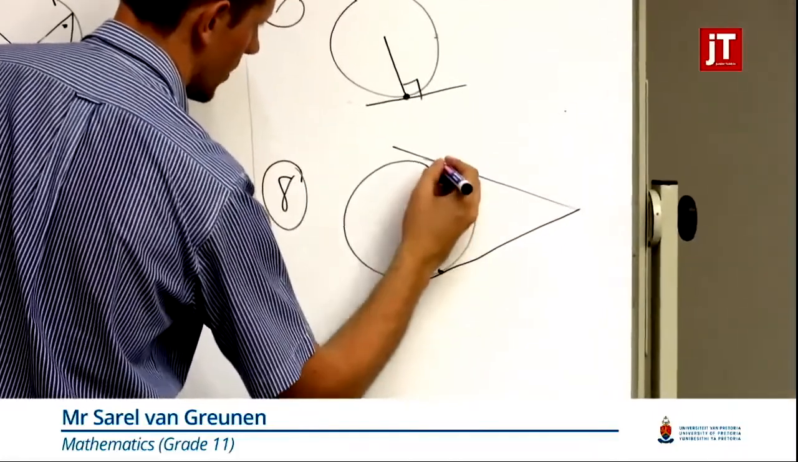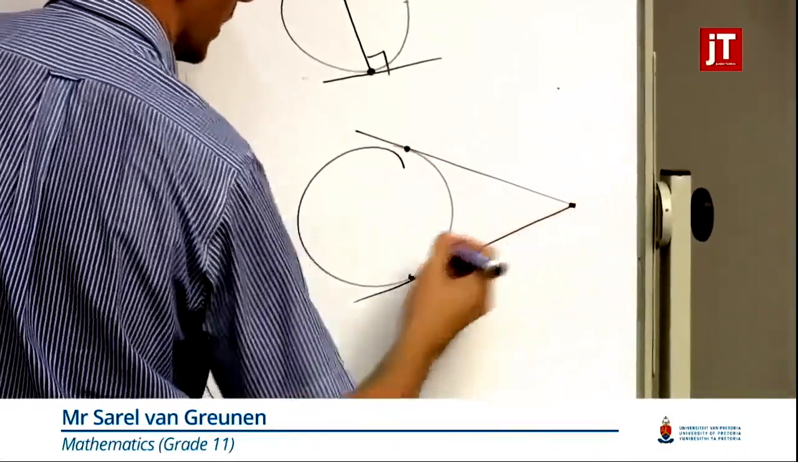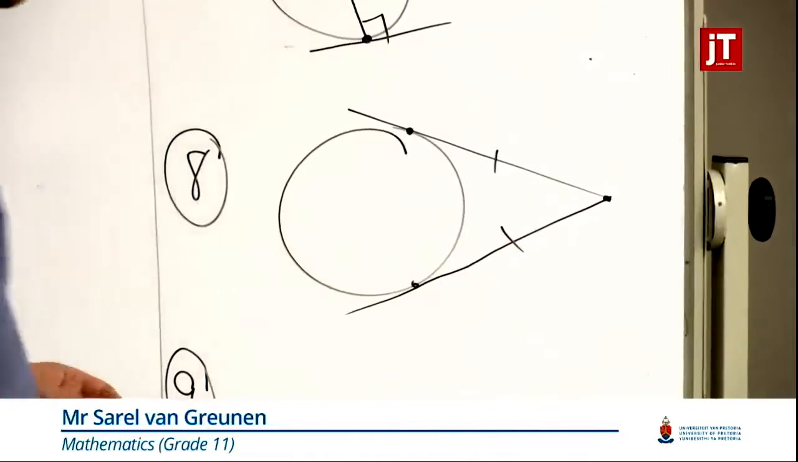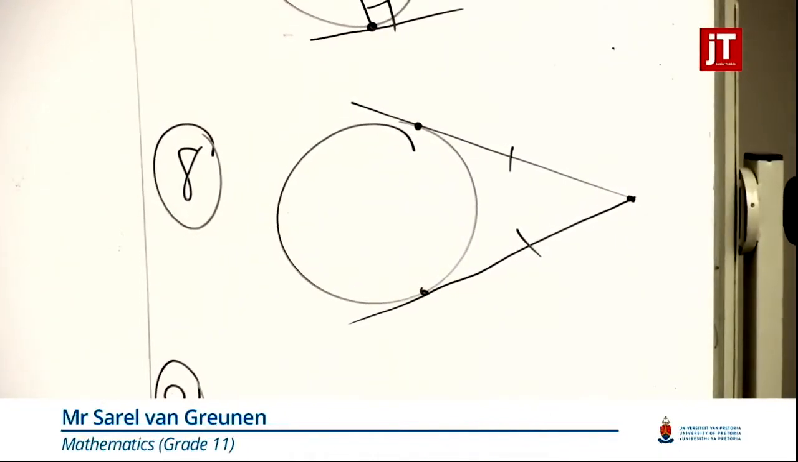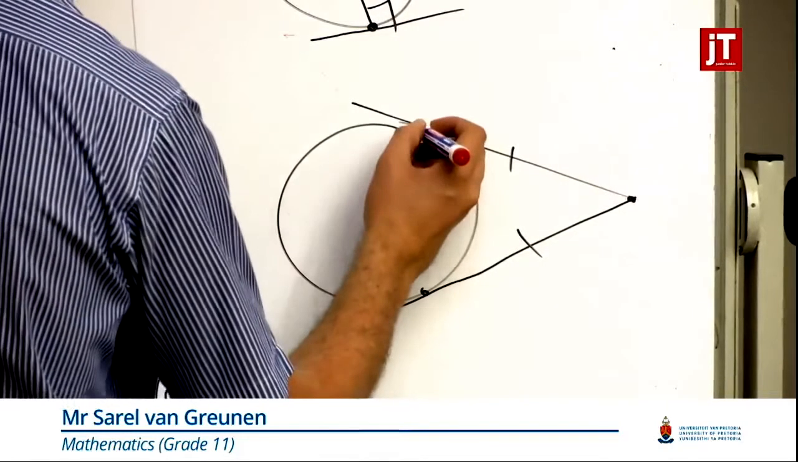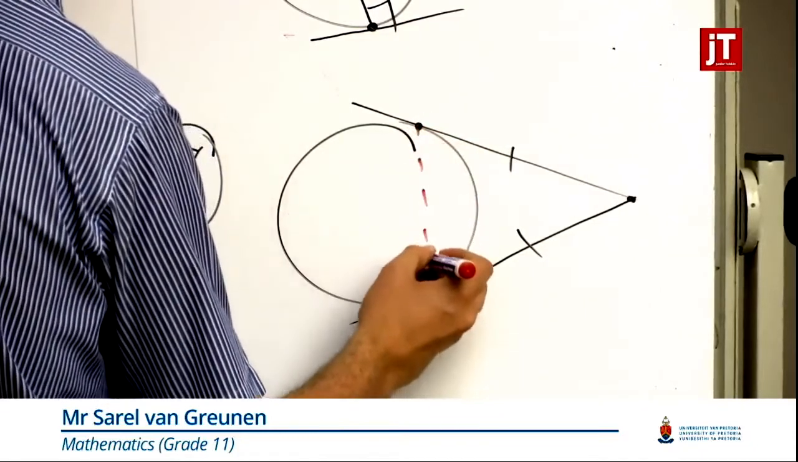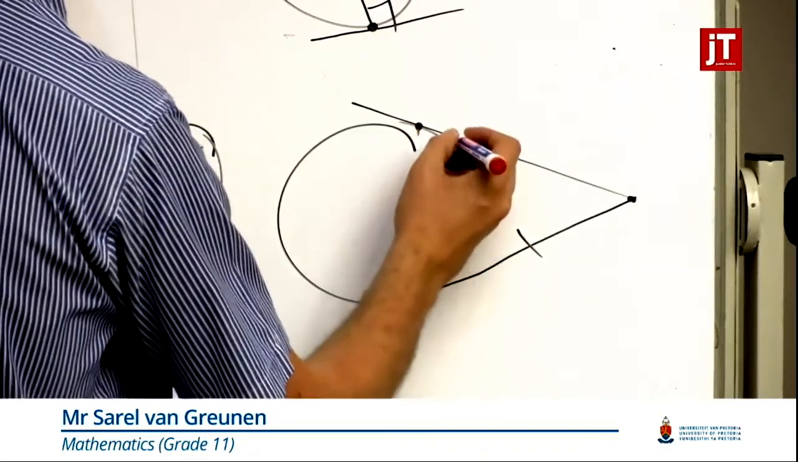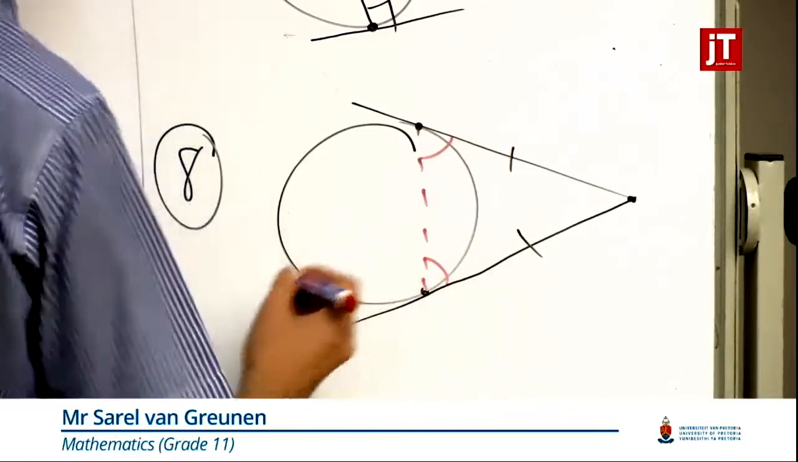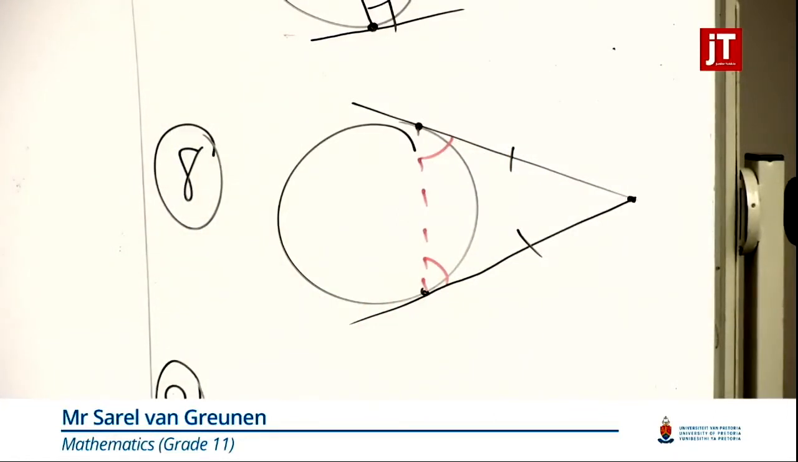Theorem 8. Two tangents from the same point are equal. Very important. Look out for cyclic quads. I mean not cyclic quads, isosceles triangles. Okay?